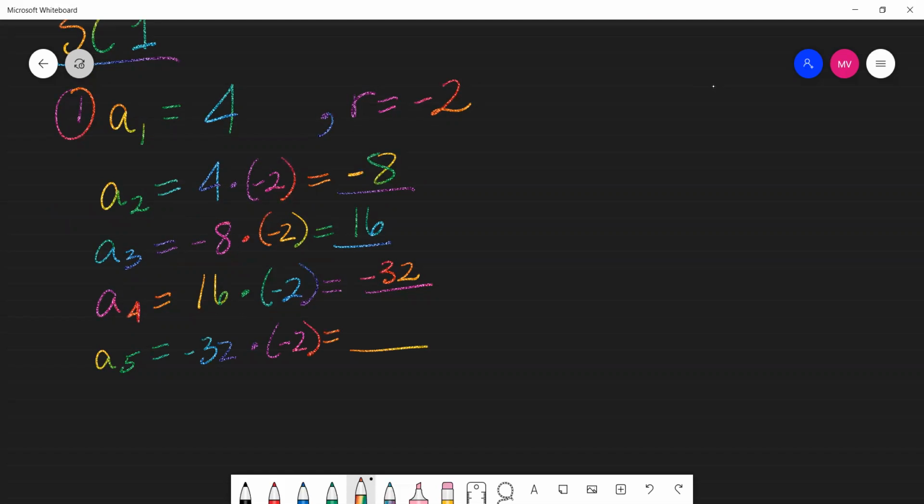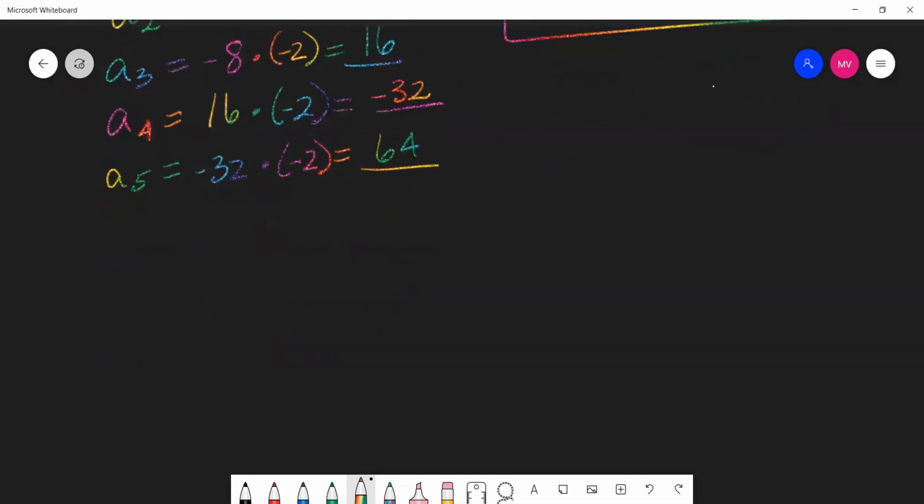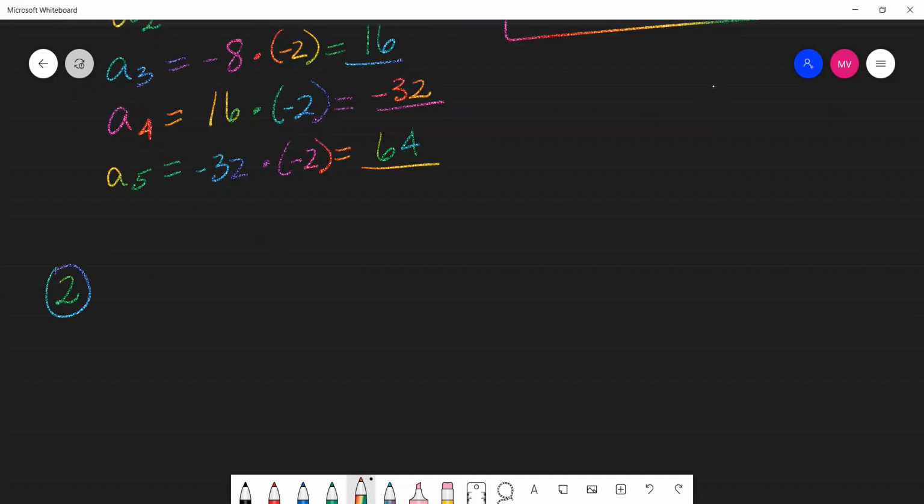Positive or negative? Yes, positive. So our sequence is 4, -8, 16, -32, and 64. It's the rainbow. All right, number 2 gives us big numbers, right? A1, the term at position 1, is 972.